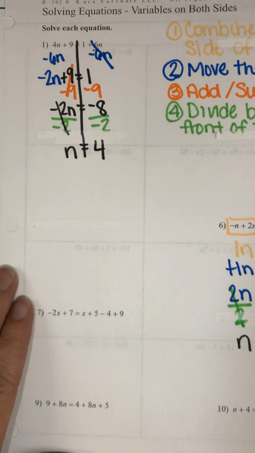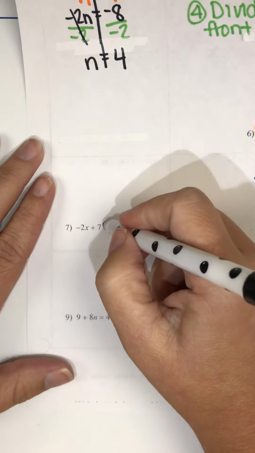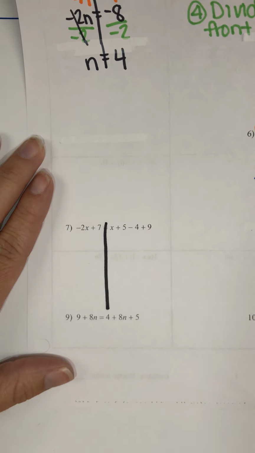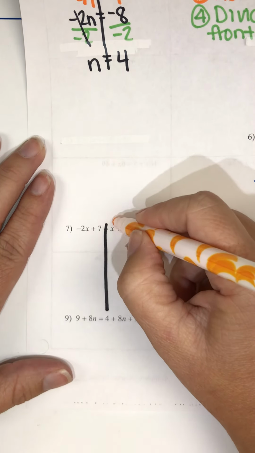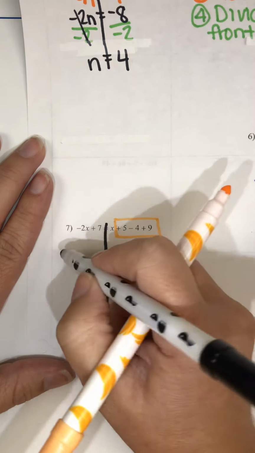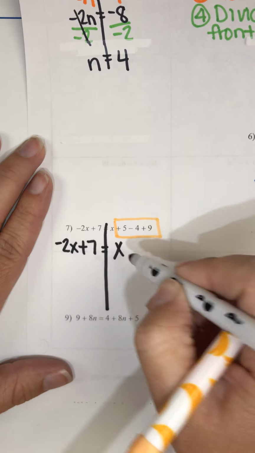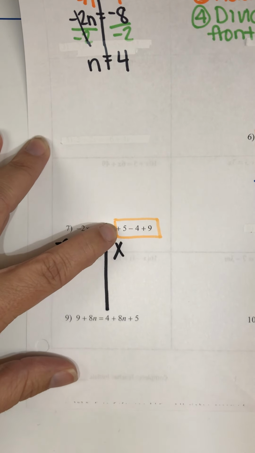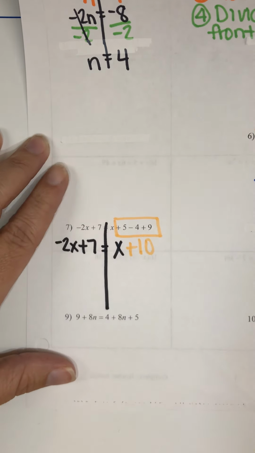The next example I'm going to give you is number 7 on this worksheet. And I'm going to look at the left side to see if there's any like terms. There's nothing on the left side, but on the right side, I have all of this right here. So I'm just going to bring down what's on the left side. Negative 2x plus 7 equals x. And then when I put that together, positive 5 minus 4 plus 9 is a positive 10.